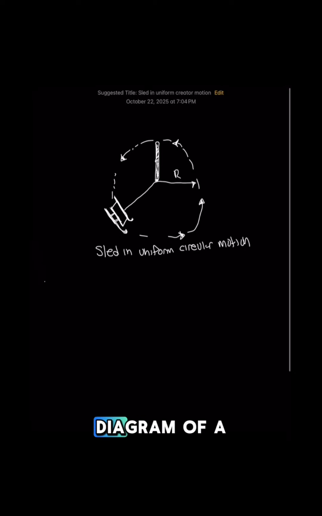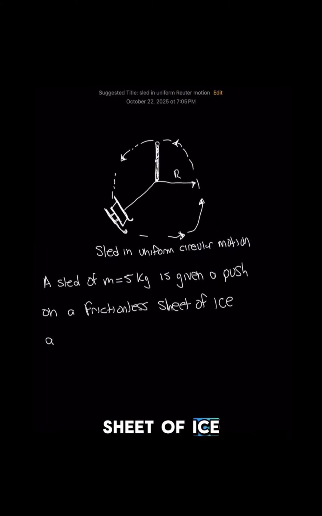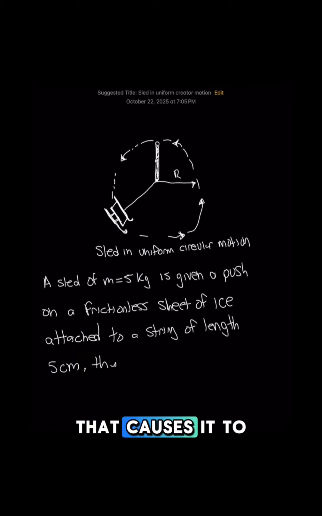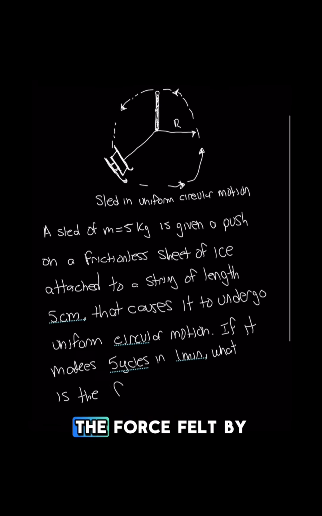Alright, so let's say you're given this diagram of a sled under constant uniform circular motion traveling around this circle. And the question says, a sled of mass 5 kilograms is given a push on a frictionless sheet of ice, attached to a string of length 5 centimeters that causes it to undergo uniform circular motion. If it makes 5 cycles in 1 minute, what is the force felt by the object?